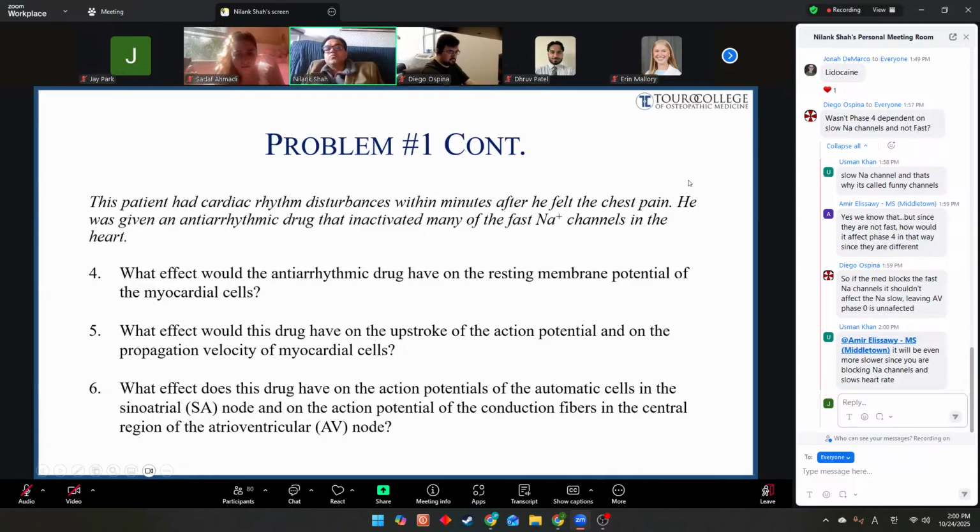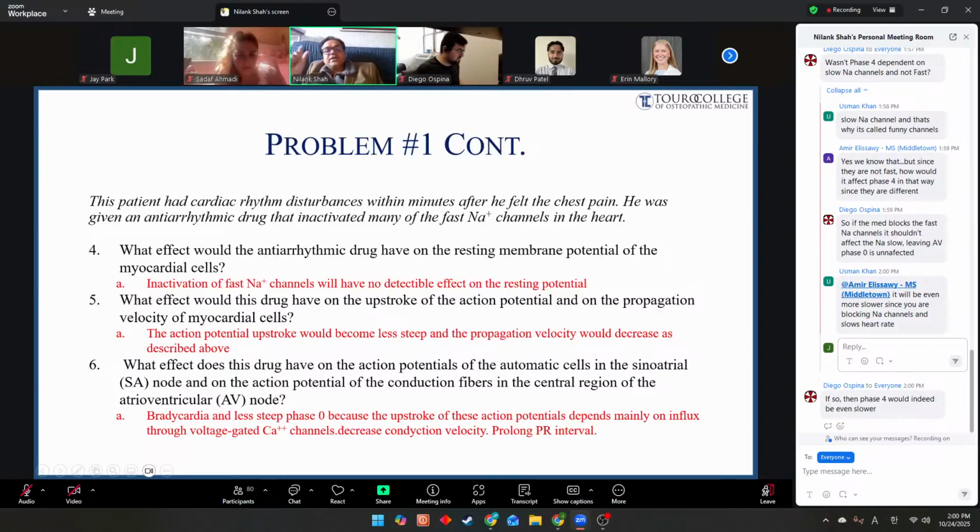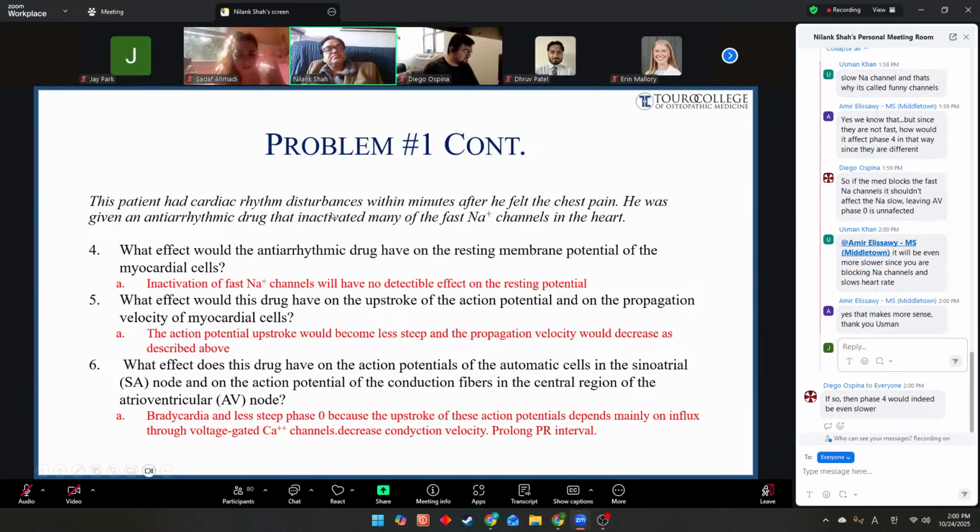Antiarrhythmic drugs will also block the slow sodium channel. Okay, not only the fast one. I know I put fast here, but it also has an effect on slow sodium channel activity as well. So that's why it will result in bradycardia. Why is phase 0 less steep? Is it because you would be starting at an even lower point?